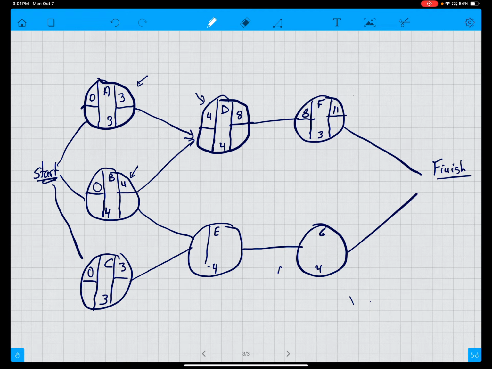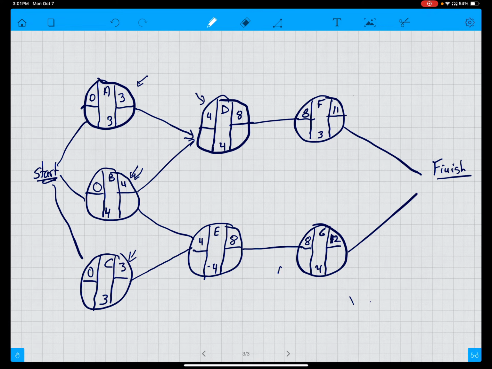Now we go down here to E. This one, B is 4. C is 3. So this is 4. Plus 4 is 8. And this is 8, plus 4 is 12. So now we have the earliest start and earliest finish time. We've done a pass from left to right on this.